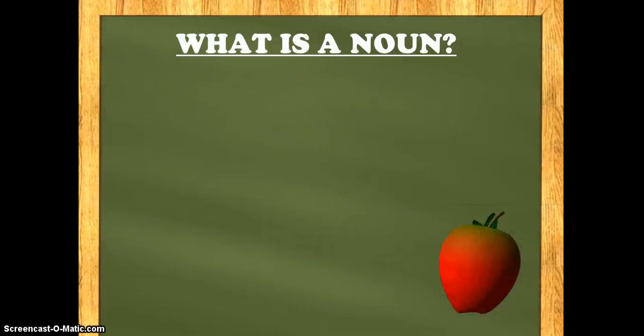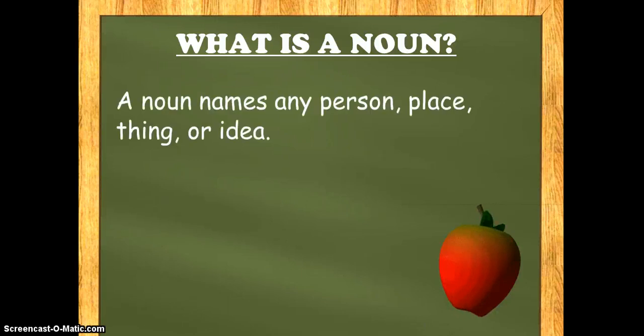So let's first off remind ourselves, what is a noun? Read with me. A noun names any person, place, thing, or idea. Let me read it again. A noun names any person, like teacher, Miss Coakley, student, boy, girl, any place, school, mall, city, anything, building, chair, desk, pencil, or any idea, love, hope, loyalty. All those are examples of nouns.